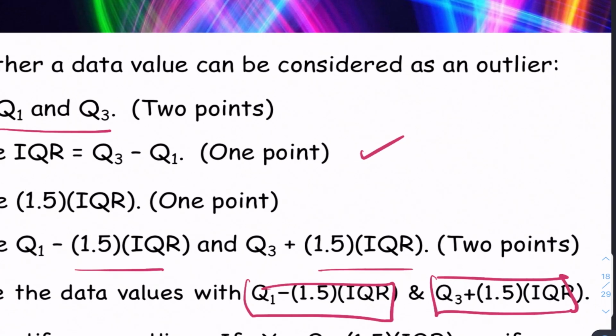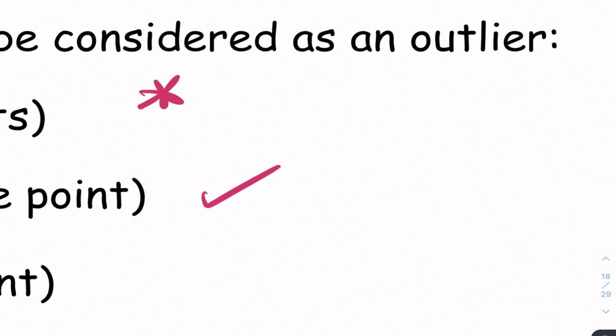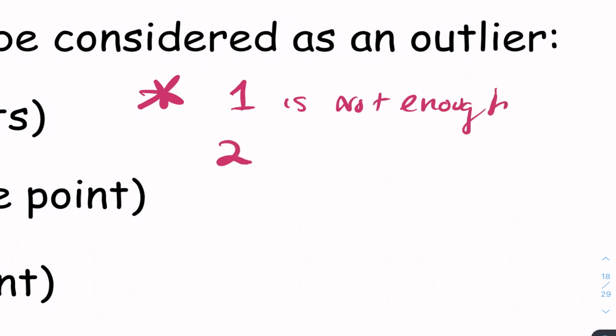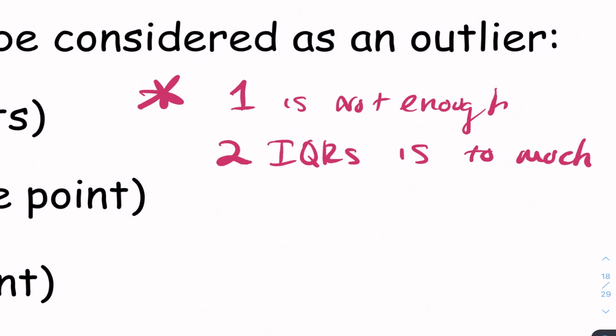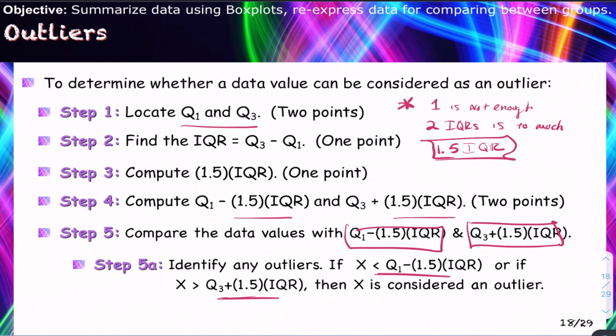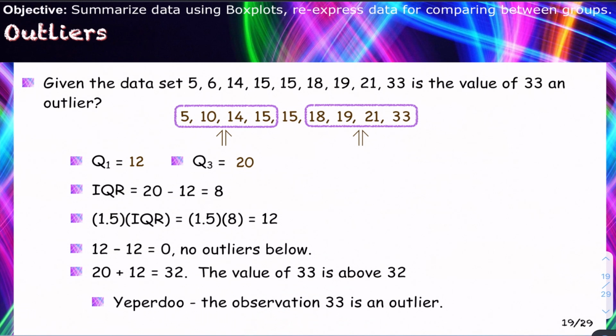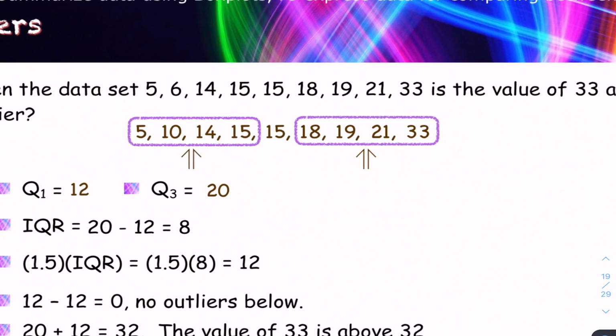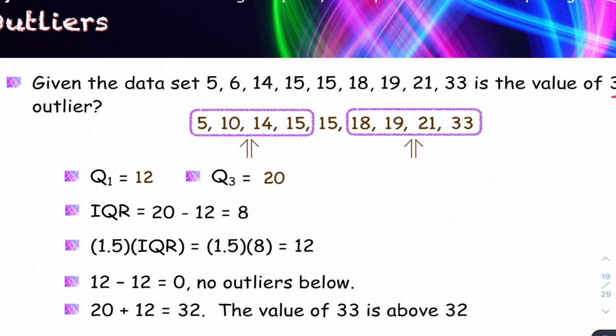Just a quick aside. If you're wondering why we chose 1.5 as our range, when statisticians were coming up with this, they said 1 IQR is not enough and 2 IQRs is too much. And so they split the difference. They said, do you know what? If 1's not enough and 2 is too much, why don't we call 1.5 IQRs how we are going to come up with our box and whisker plot. Fun story. So if we're given a data set, is the value 33 an outlier?